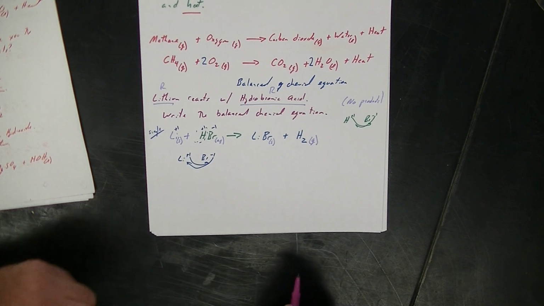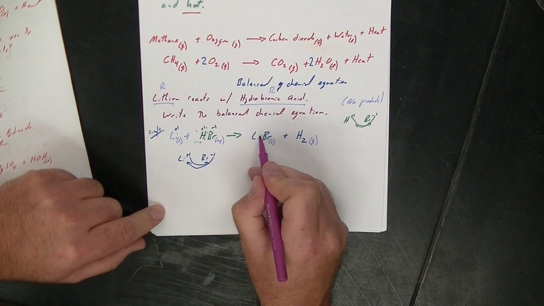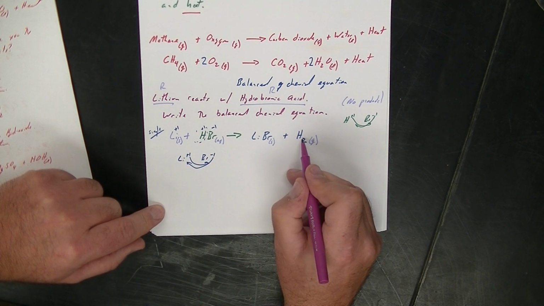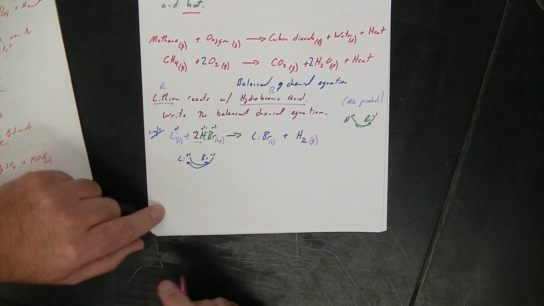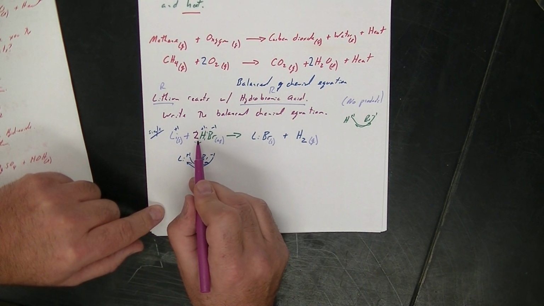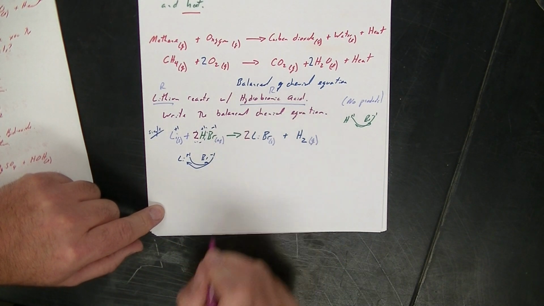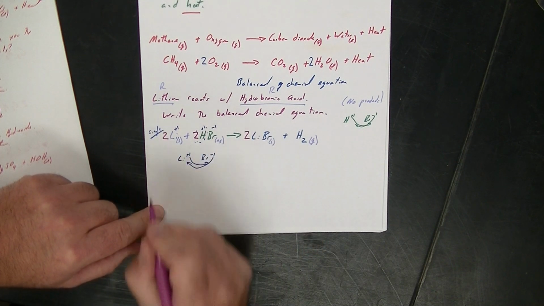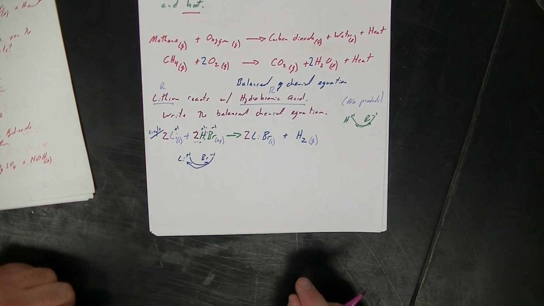So let's just start counting atoms. I have one lithium here. I have one lithium here. That's good. I have one H here. I have two H's over here. So I'm going to have to add a coefficient. Now that changes things up. Right, so now I have two H's, two Br's, and only one. So I'm going to need a 2 here. Okay, now that changes my lithiums, so I'm going to need a 2 here. So this is my balanced chemical equation.